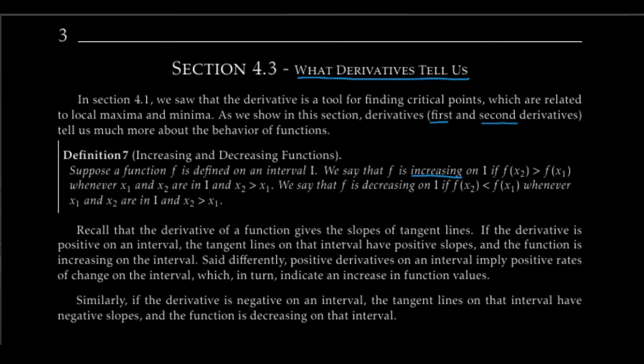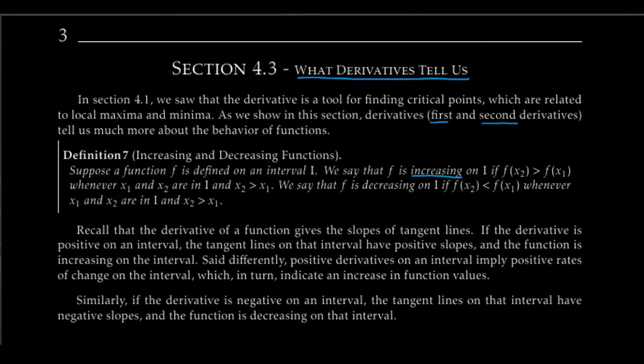So, the derivative of a function gives us the slopes of the tangent lines of that function's graph. If the derivative is positive on an interval, that tells us that the tangent lines on that interval have positive slopes. That means that the function is increasing on the interval. Think of it like this. If you're on a roller coaster and you're looking straight ahead and you're looking at the sky, it means you're going up.